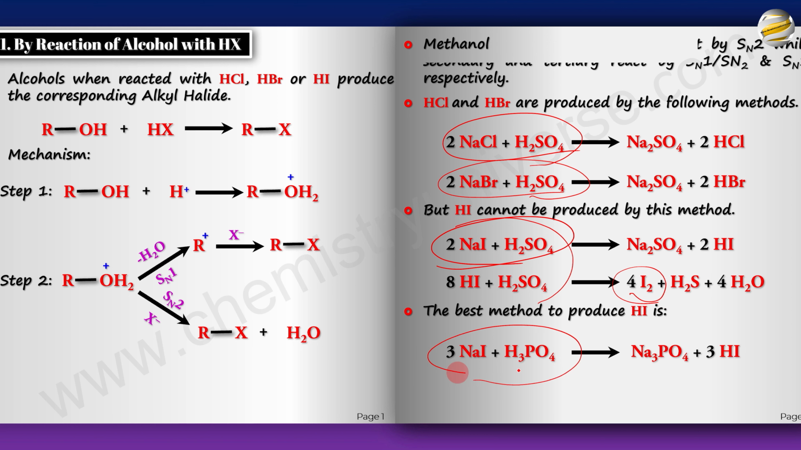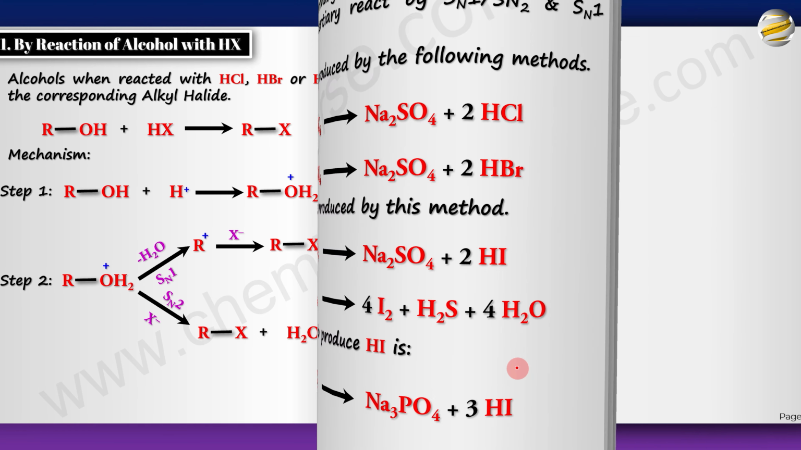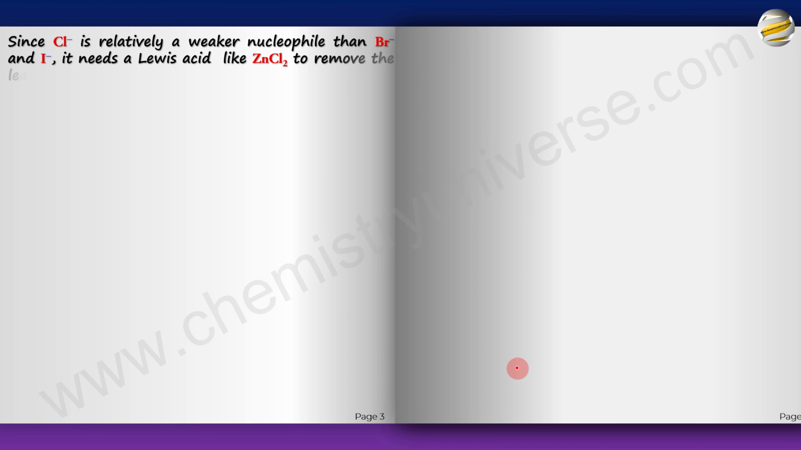But if they give you this, you should know HI is being produced, and it is the HI which is reacting further. So let's move on. And now, since Cl minus is relatively a weaker nucleophile than Br minus and I minus, it needs a Lewis acid like zinc chloride to remove the leaving group in case of primary alcohols.